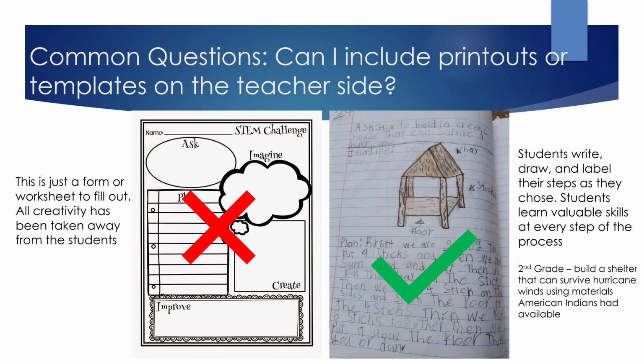The student on the right has generated the exact same information, but they had the freedom to write as much as they needed to explain their thinking or to draw an illustration that shows what their thinking is. One is limiting, the other one allows for creativity.